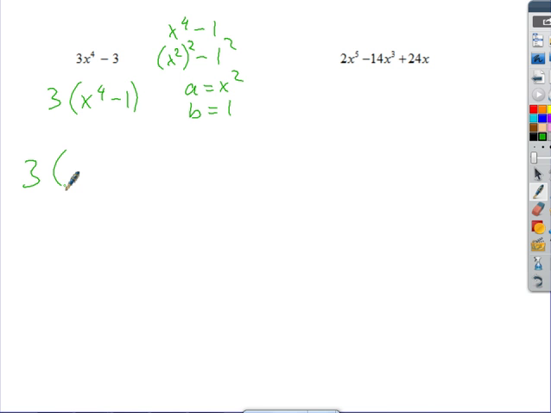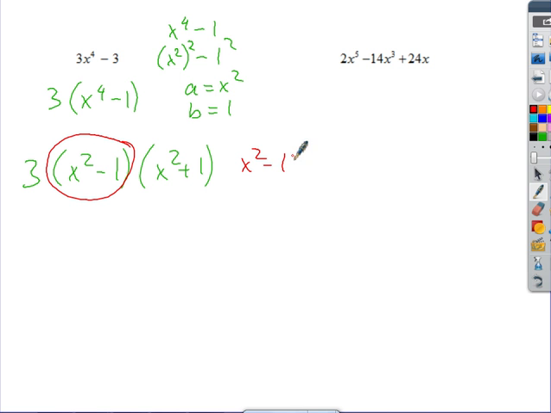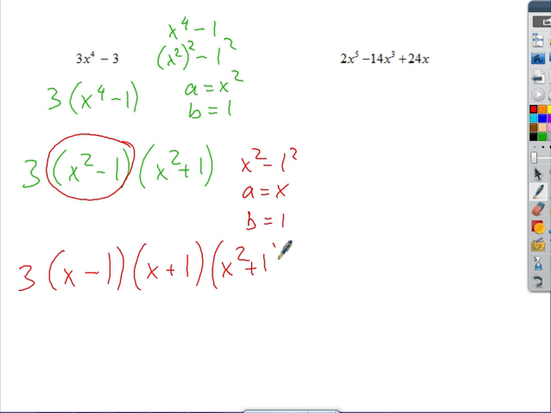And now we're going to get 3 times x squared, which is our a, minus 1 times x squared plus 1. And believe it or not, looking at this, we see that we have another difference of perfect squares now. This one is also a difference of perfect squares, right? This is x squared minus 1 squared. So now we can use x for a and 1 for b, and rewrite that whole thing into x minus 1 times x plus 1 times x squared plus 1.